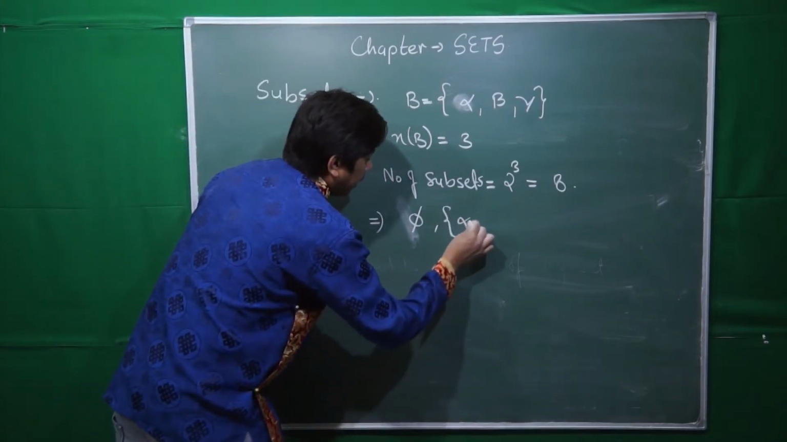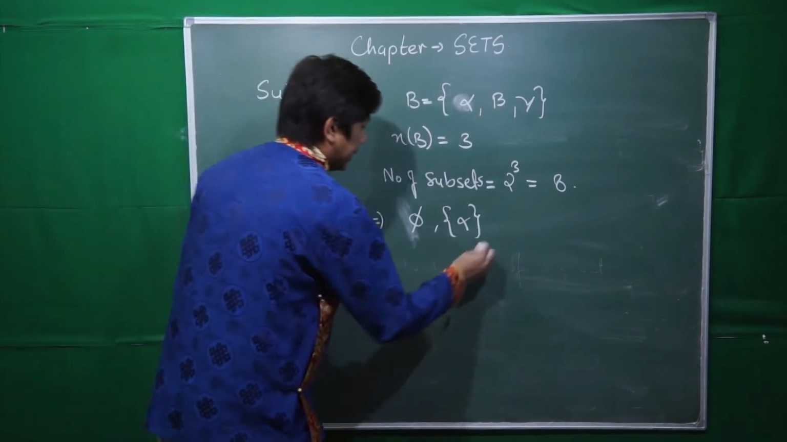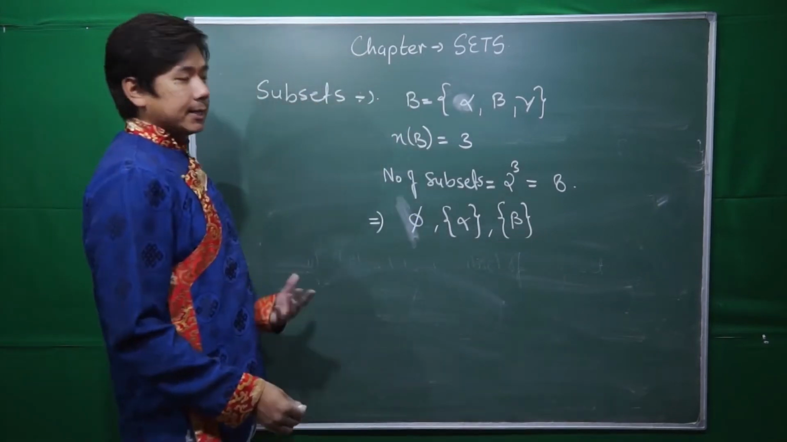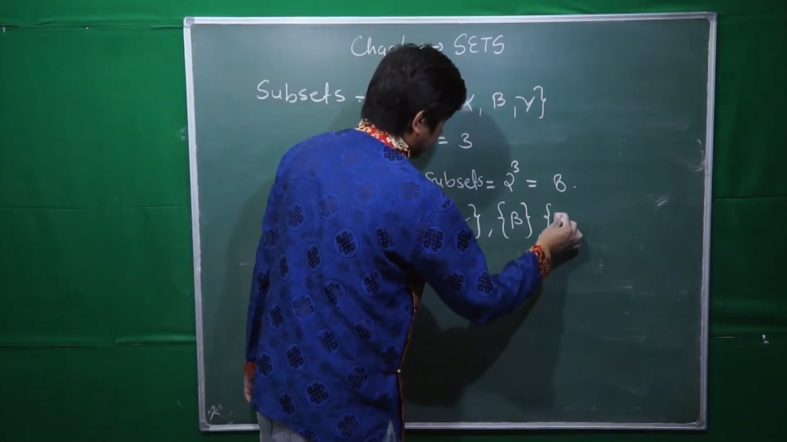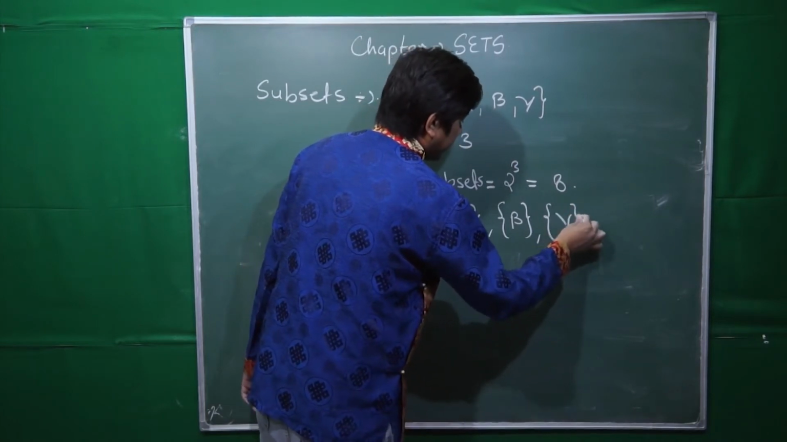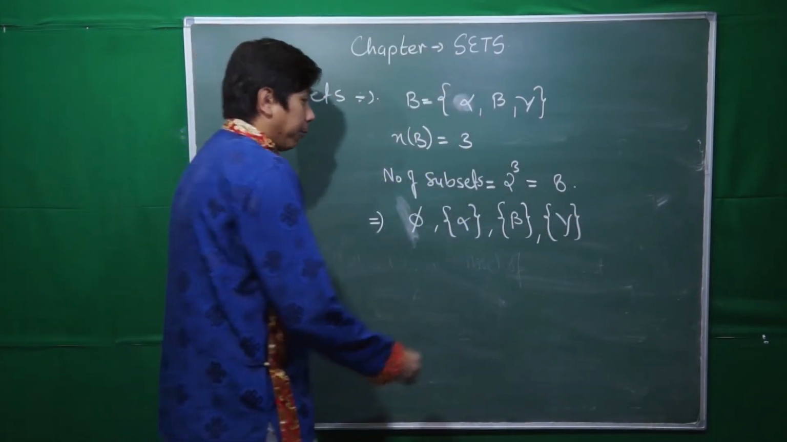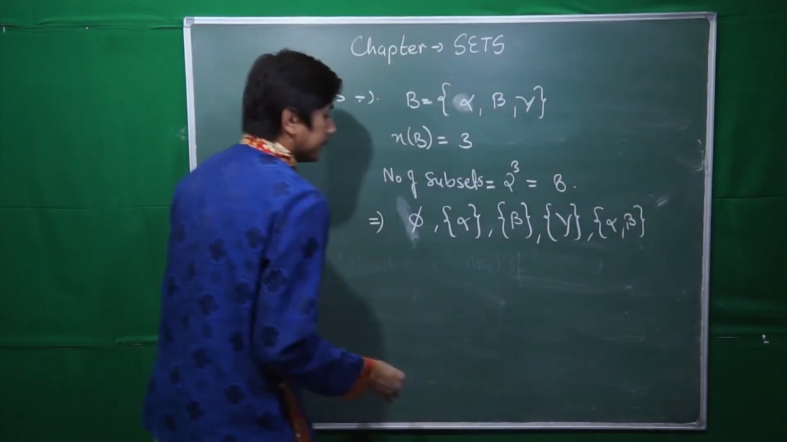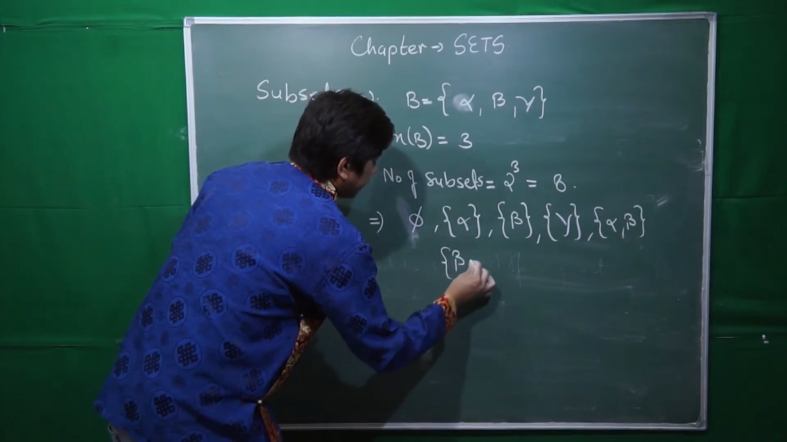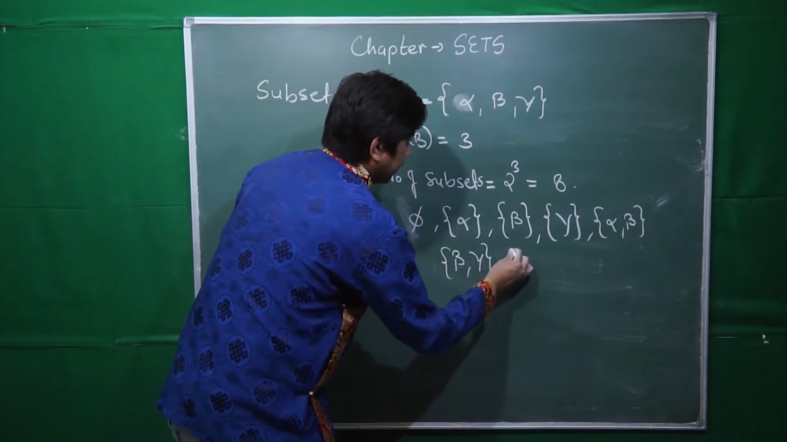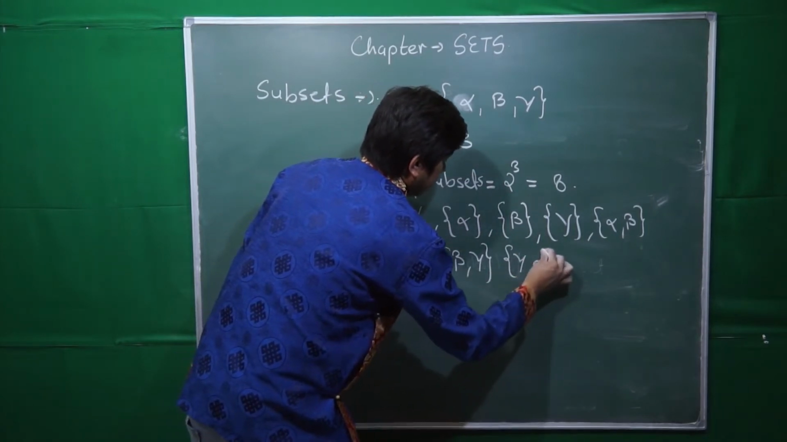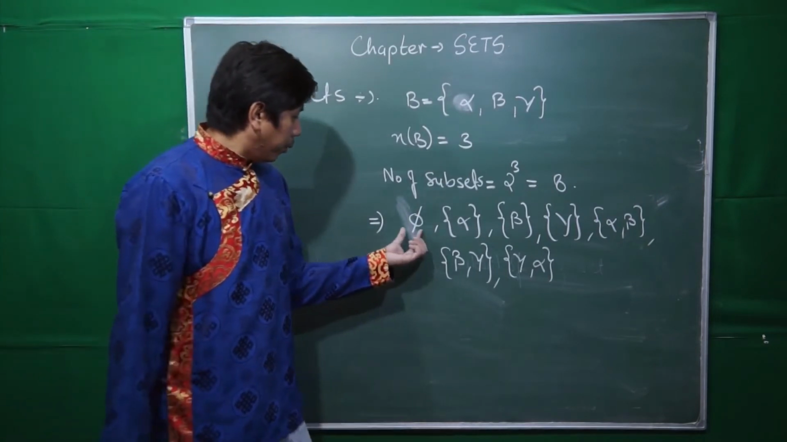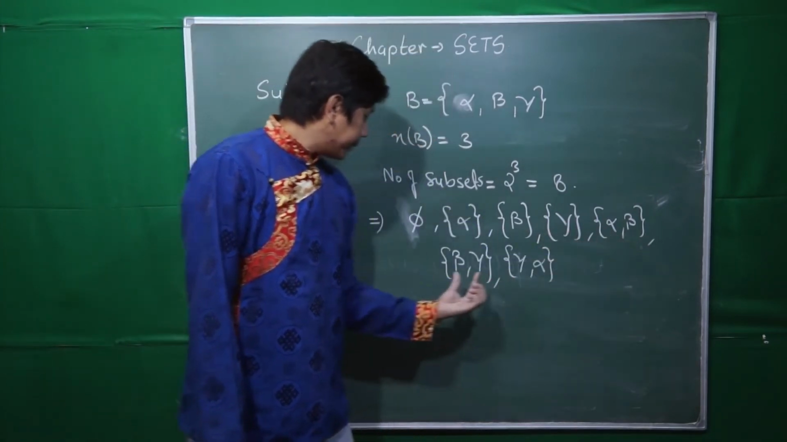Second subset would be alpha, a singleton set. Third subset would be beta, another singleton set. And then fourth subset, gamma. All right. What more can be formed? Alpha, beta together in a single set. Beta, gamma together in a set. And then gamma, alpha in another set. Okay. Now how many sets have we made? 1, 2, 3, 4, 5, 6, 7.